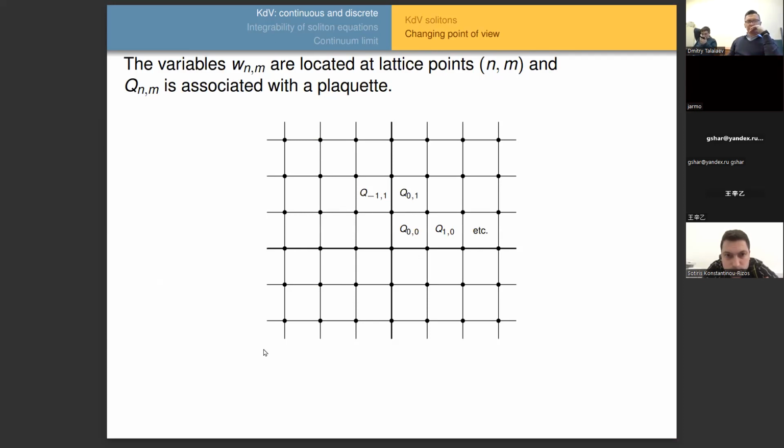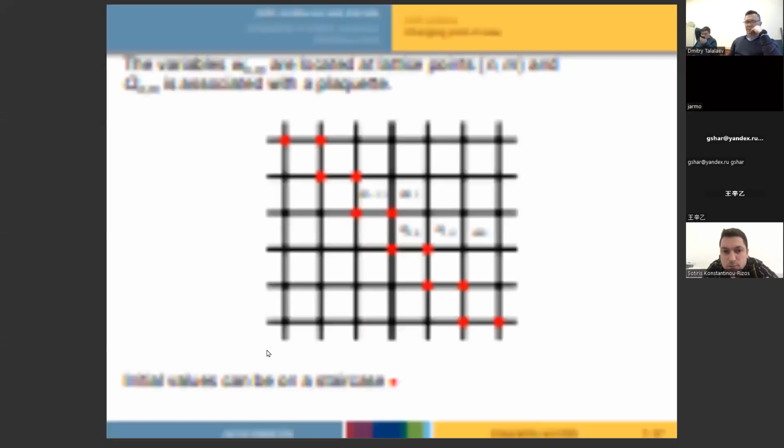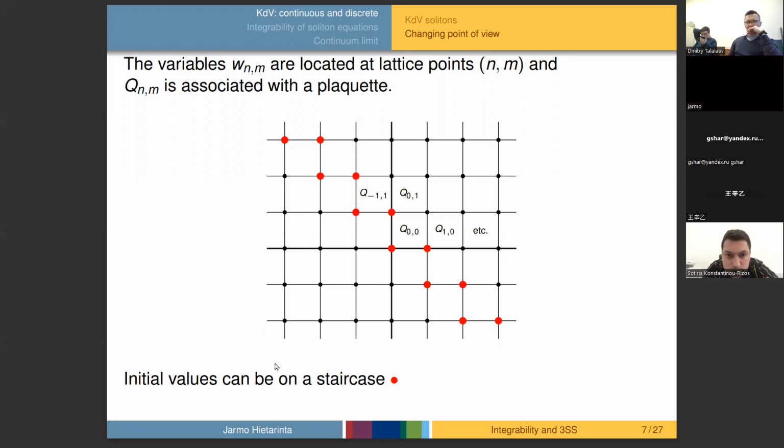And then to have a dynamical system, we must also have initial values. This is one possible initial value. We have a staircase from far infinity, and then it goes like a staircase to far infinity. So if we give values on all the red points, then from these red points, we can calculate this. Similarly here, we can calculate this. And once these are calculated, we can calculate that and so forth. So we can fill the semi-plane once the staircase initial values are given.